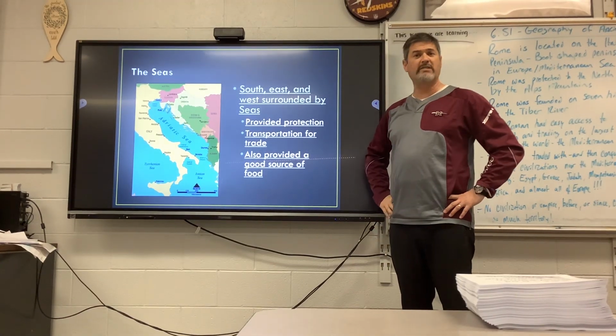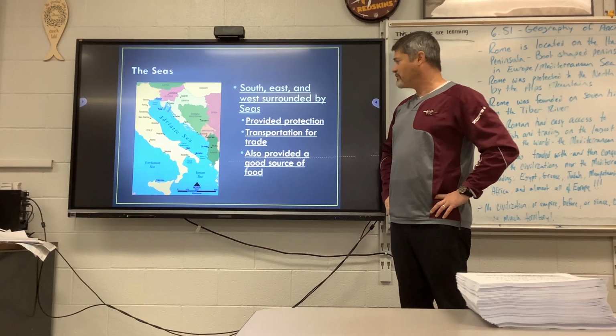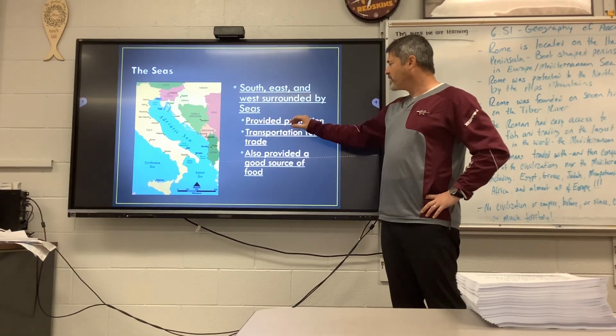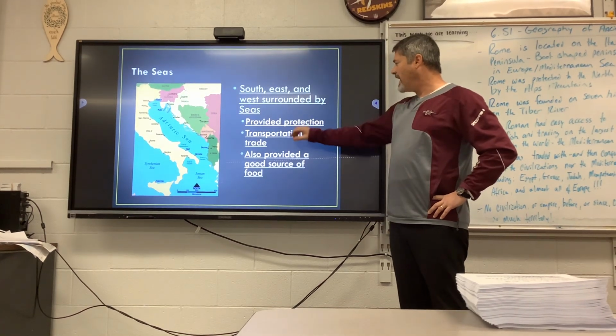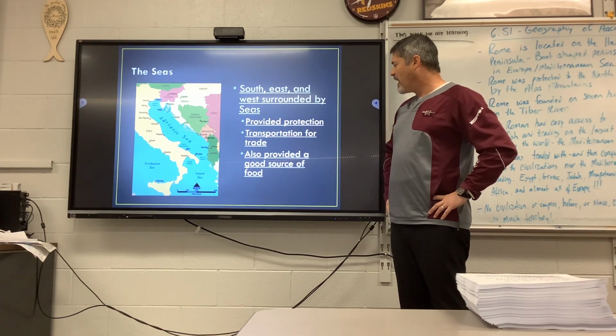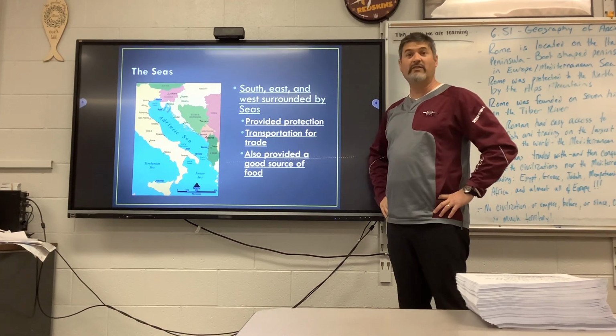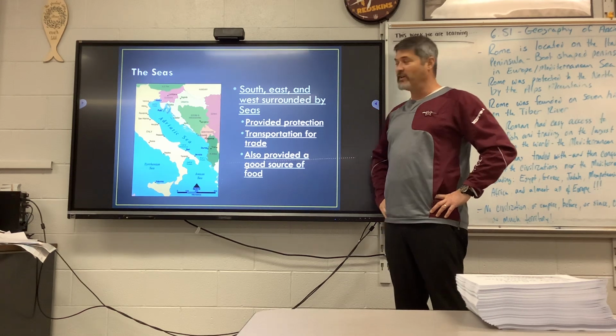We know that a peninsula is a strip of land surrounded on three sides by water. It provided protection, it aided transportation and trade, and also provided a good source of food, right? Like the Greeks, they're going to get a lot of fish from the sea. Next.